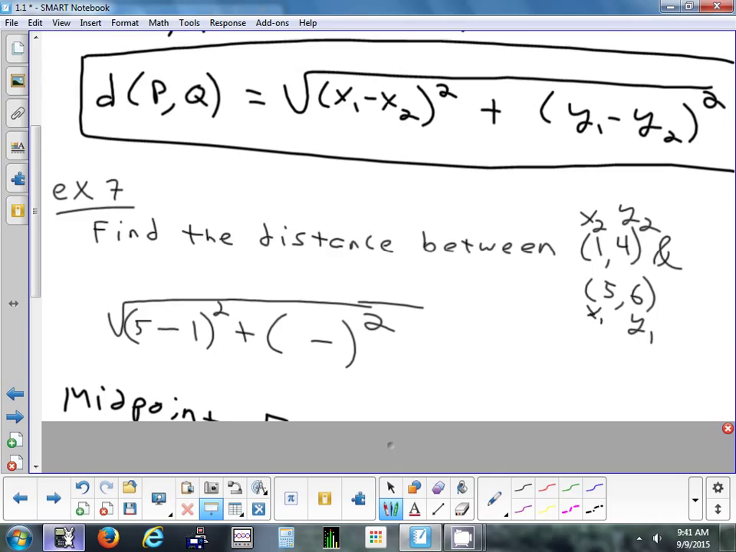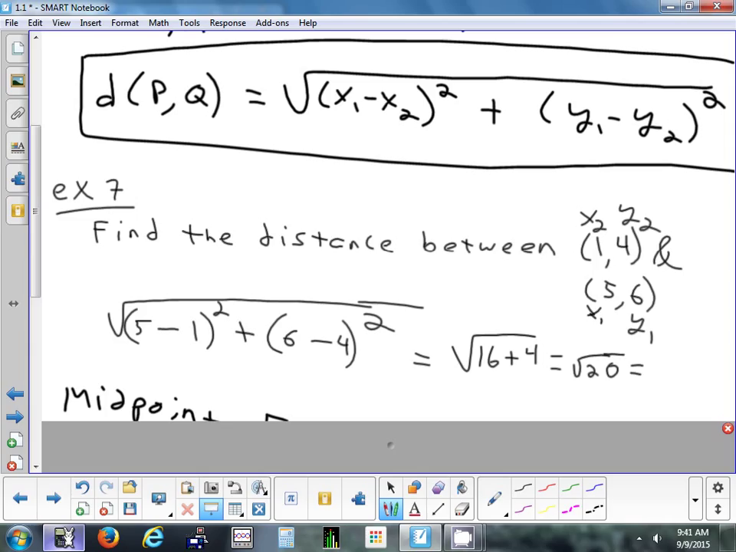Okay, in my second set of parentheses, Nick, what will I put in there? Yep, so we got 6 minus 4. Okay, so that's going to give me the square root of 5 minus 1 is 4. Jamie, 4 squared is how much? 16. Good, 16. John, 6 minus 4 gives me 2. Squared is 4, which is the square root of 20.